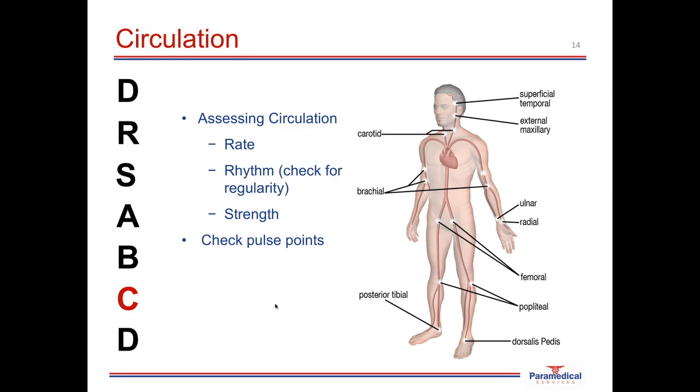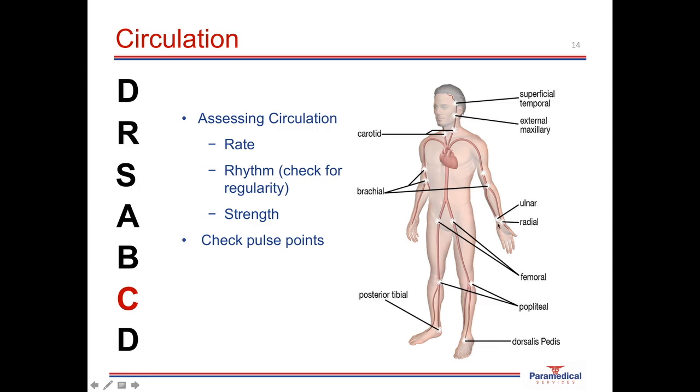In the unconscious patient, we would initially go straight for feeling a carotid pulse up in the neck. However, in the conscious patient, we would rather be using pulse points such as the radius or the brachial pulse. In infants and neonates, the easiest place to feel for a pulse on them is in the upper arm over here at the brachial pulse.